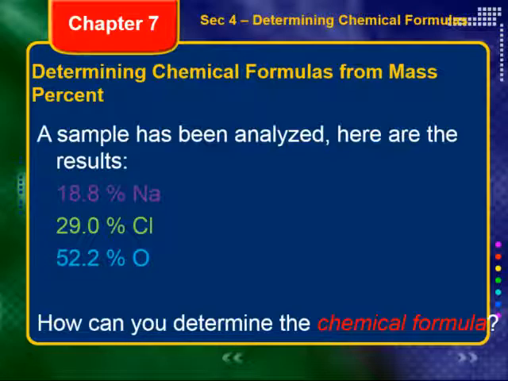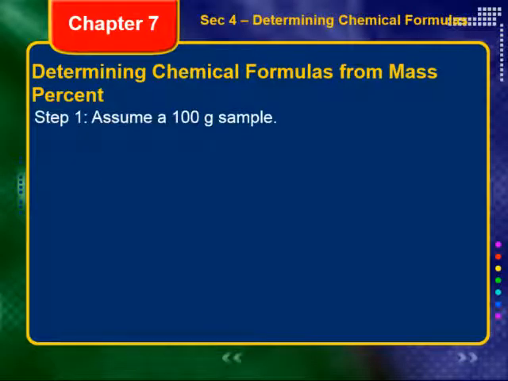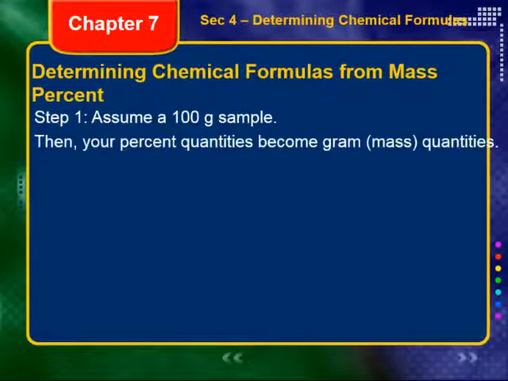This is going to be one of the larger, multi-step problems that we see in this course. So, start from the beginning. Assume a 100-gram sample. Then your percent quantities become grams. Assuming a 100-gram sample allows us to turn those percentages into grams. So now we have 18.8 grams of sodium, 29.0 grams of chlorine, and 52.2 grams of oxygen.